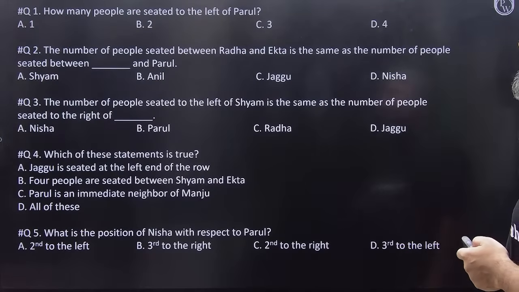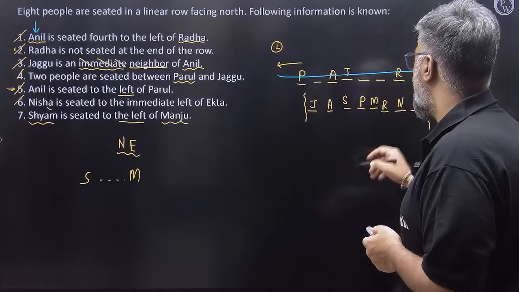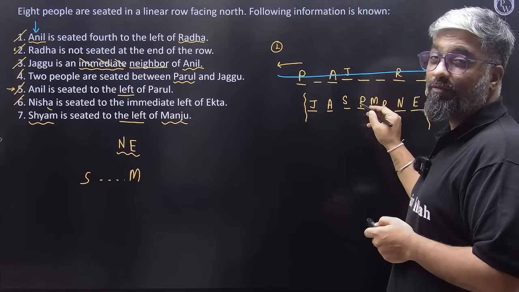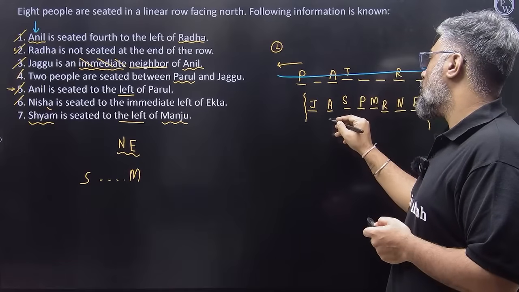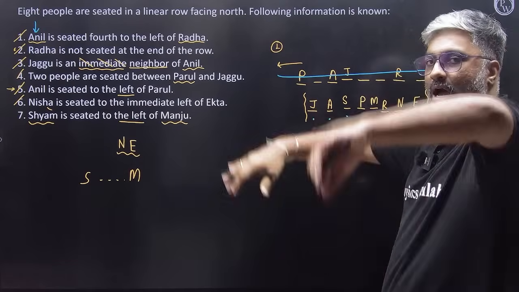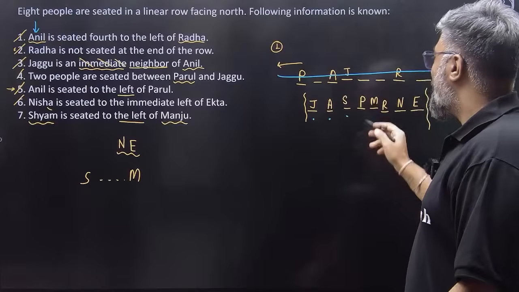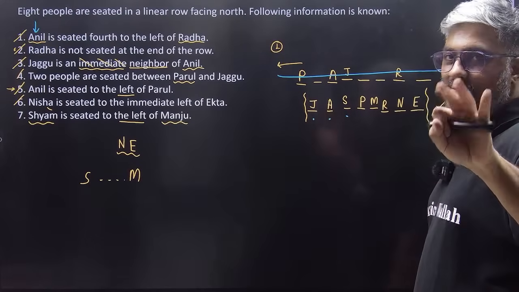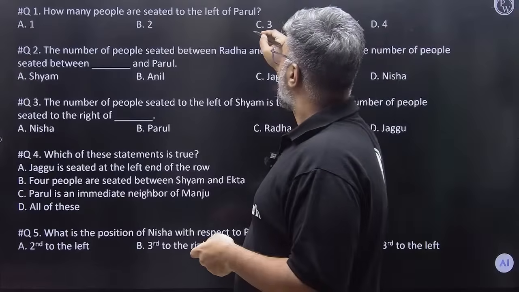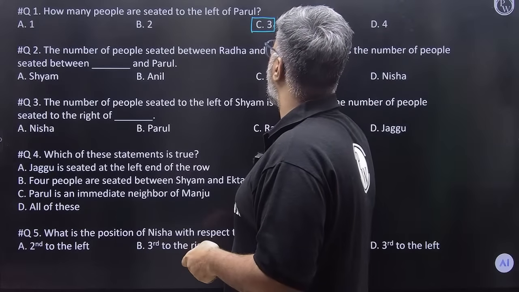How many people are seated to the left of Parul? This is Parul. Left of Parul. How many people? Uno, dos, tres. Okay? How many people? They're not saying who. How many people? 3 people. Option C. Perfect. Done?